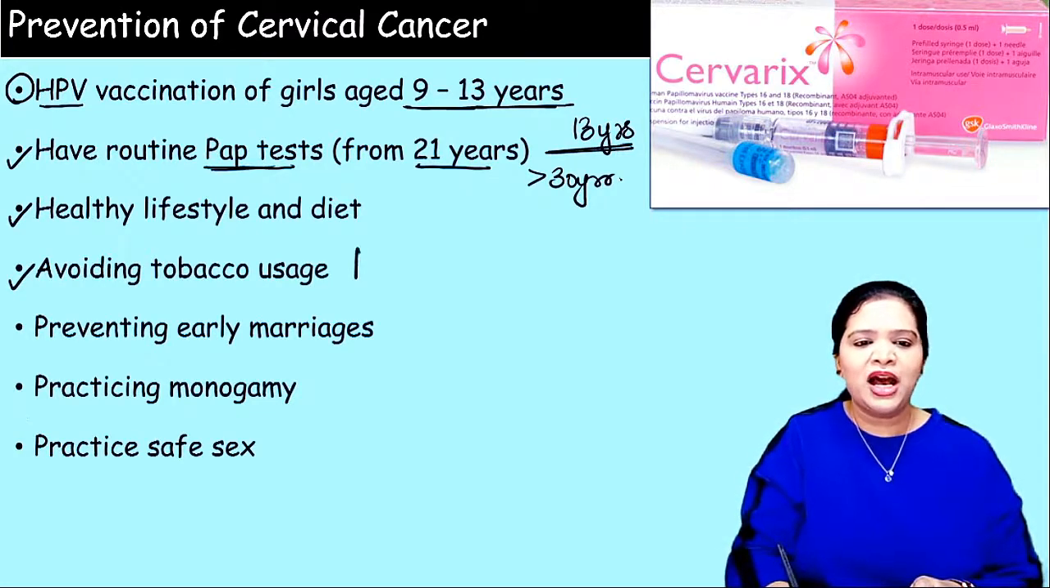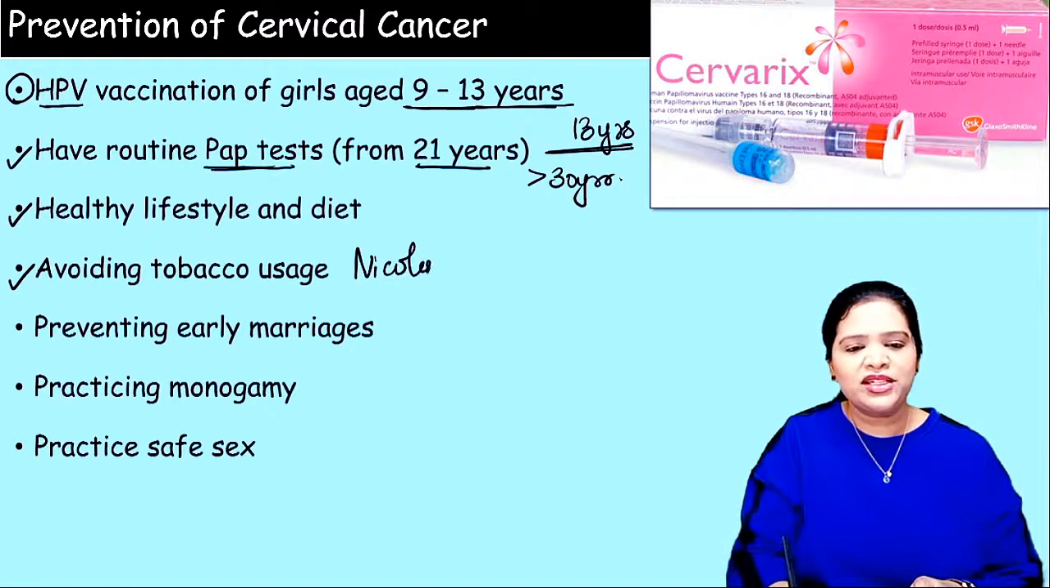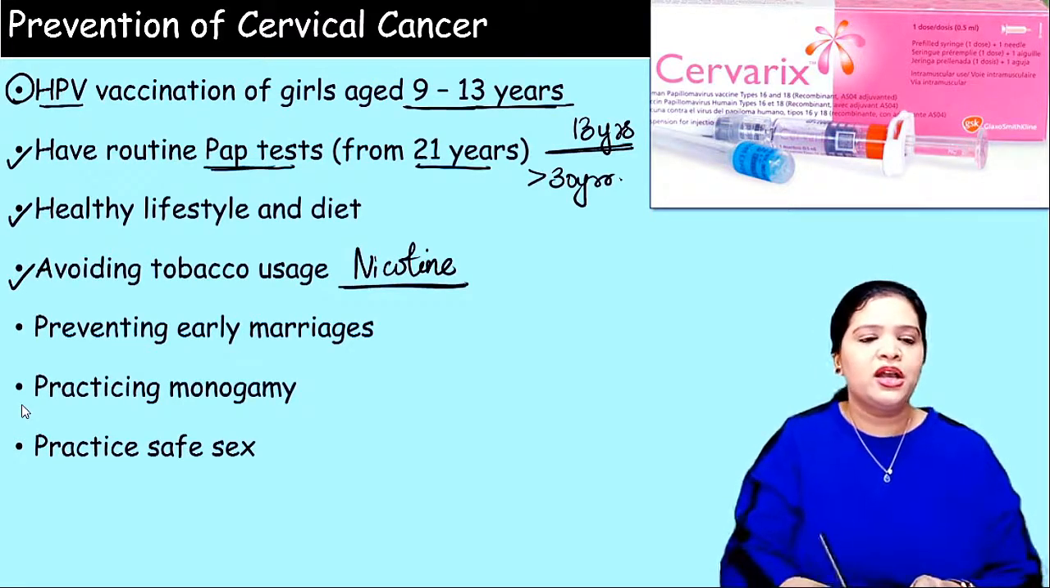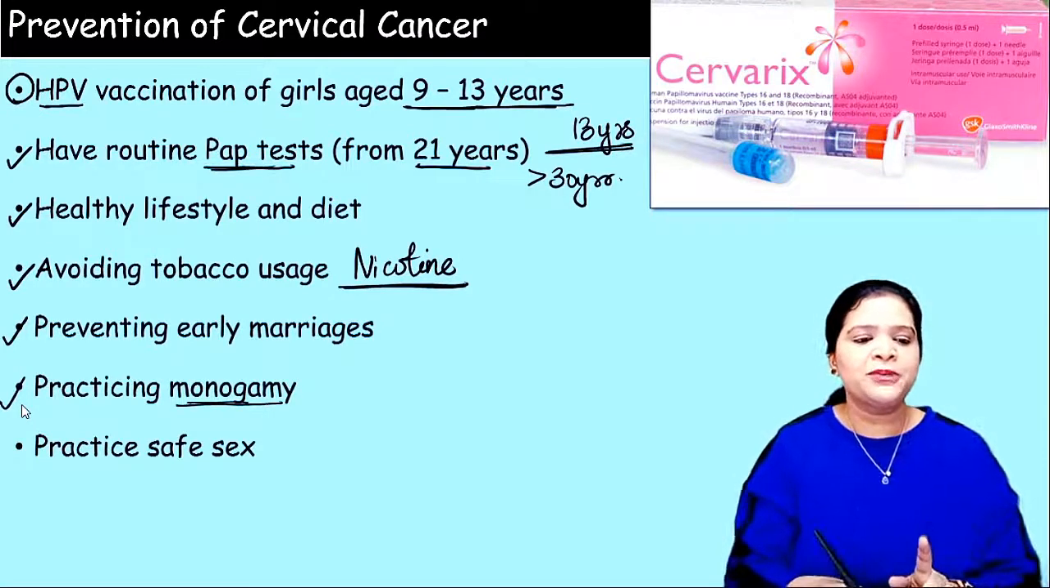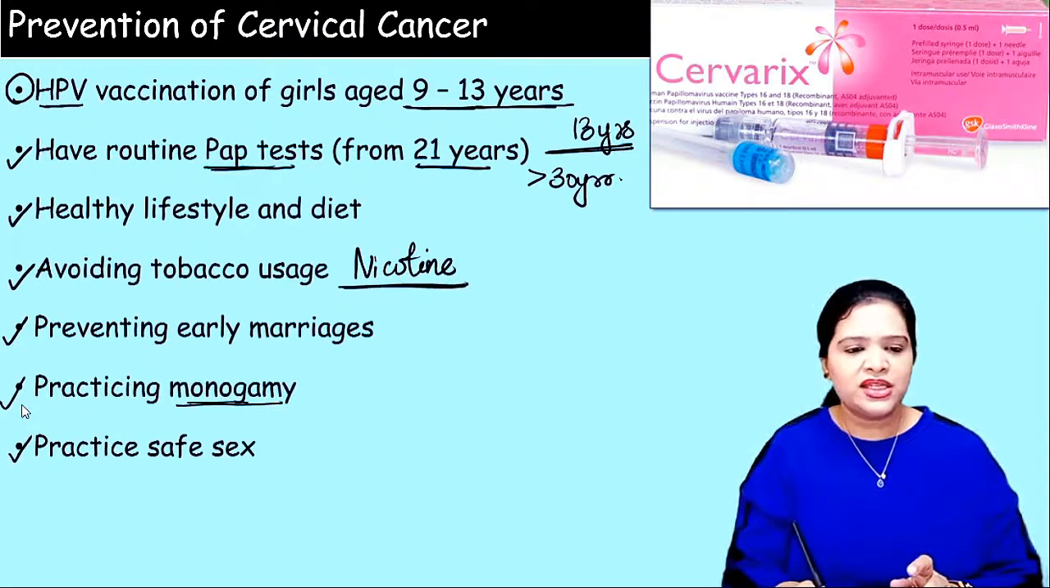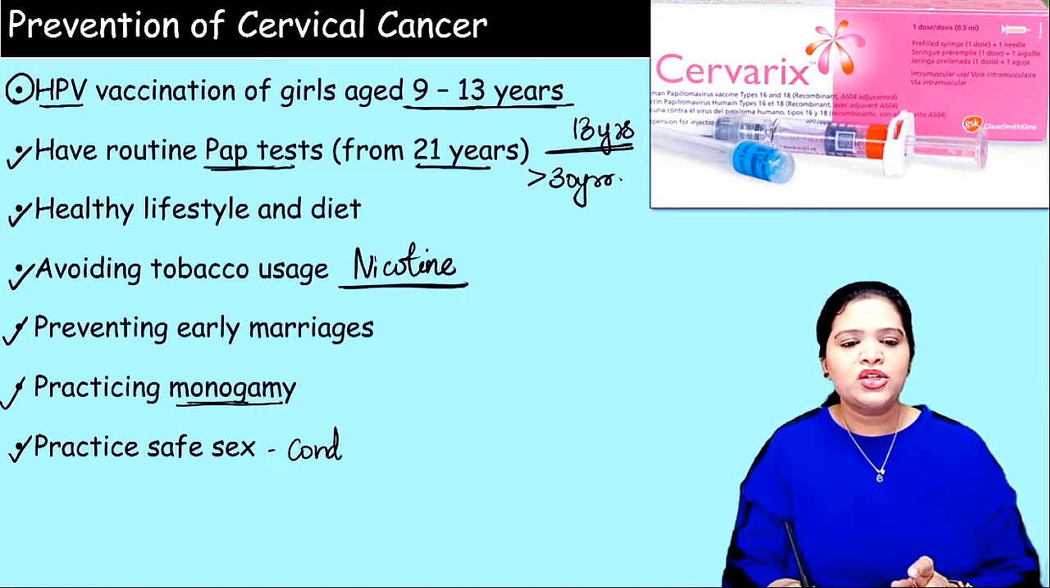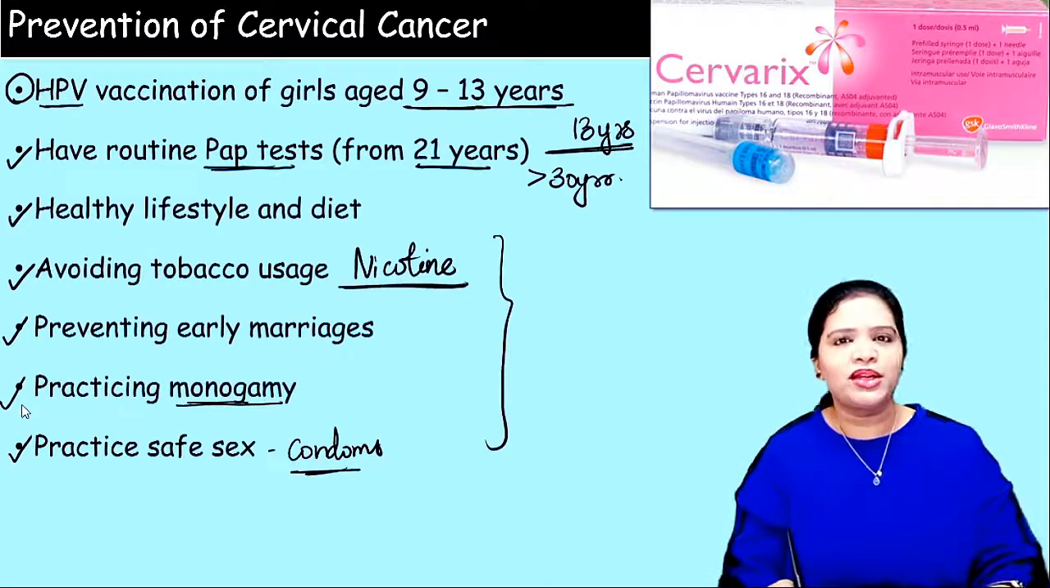Okay, right? Then maintaining a healthy lifestyle, exercise, and practicing a good diet, and avoiding using tobacco, because in cigarettes we have nicotine. Okay, so this nicotine causes cancer, it induces mutation. So avoid using tobacco, and prevent early marriages, and practice monogamy. Monogamy means having a sexual relationship with only one partner, and practicing safe sex, that means using condoms. So these are some methods we could use to prevent cervical cancer.